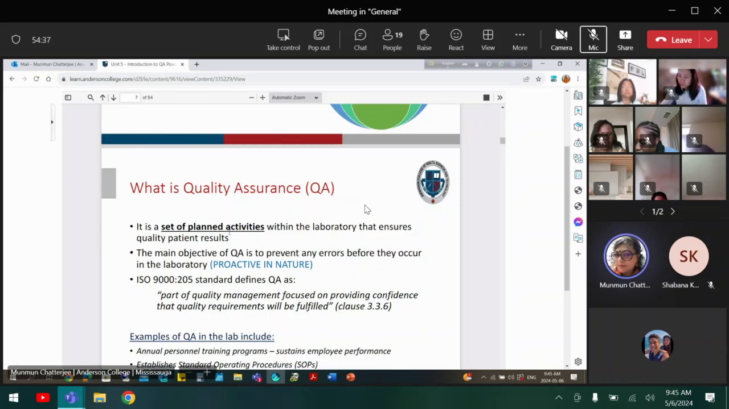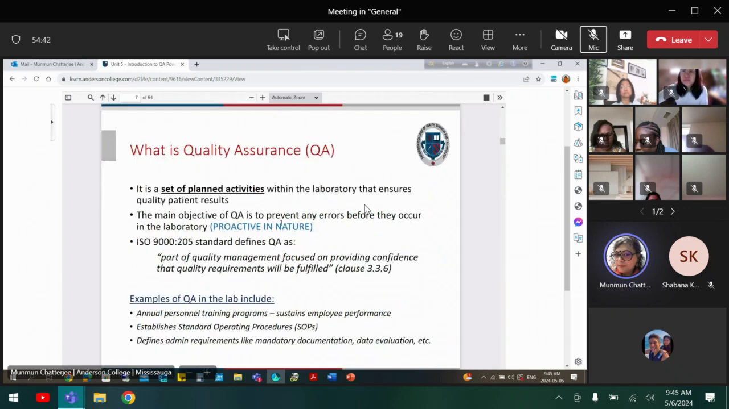So what does quality assurance mean? It is a set of planned activities within the laboratory that ensures quality patient results. It is within the lab. The main objective of quality assurance is to prevent any errors, so that there will be no errors. How can you get quality assurance? We are going to come to quality control. From quality control, you can make sure you can give quality assurance. The main objective of quality assurance is to prevent any errors before they occur in the laboratory. So it is proactive in nature.